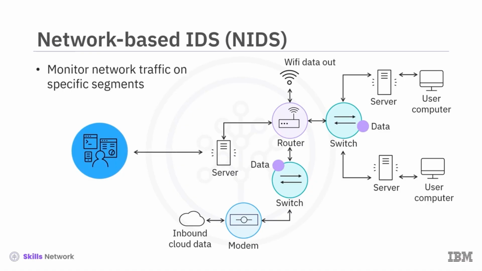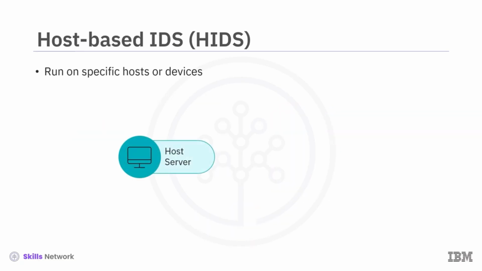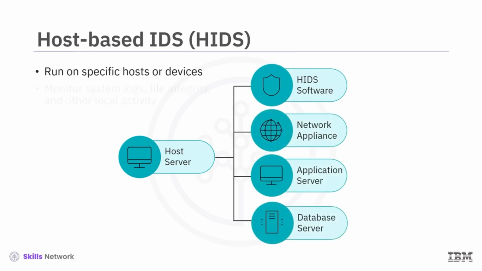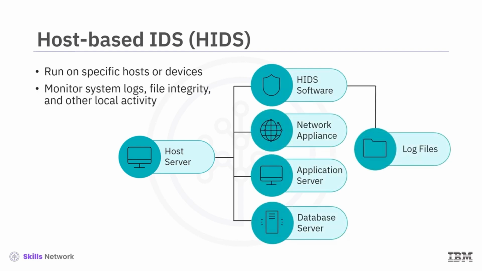Network-based intrusion detection systems monitor network traffic on specific segments, typically using a dedicated device. In contrast, host-based intrusion detection systems run on individual hosts or devices and monitor system logs, file integrity, and other local activities.